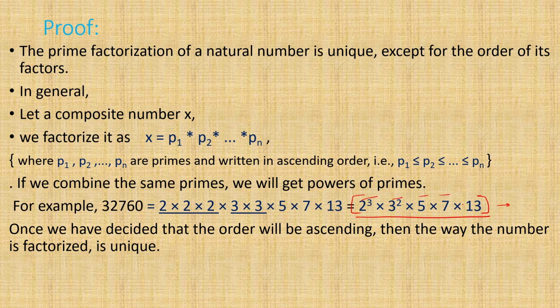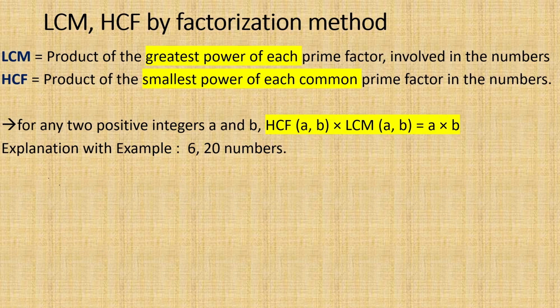Okay, this order may be changed. That means 13 we can write first, 7 we can write second, 5 we can write third, like that. Here this comes here and this goes here. This order may be changed. But other than this, no other prime factor can be a possible factor of 32760. Okay, understood? This is the proof of the fundamental theorem of arithmetic.